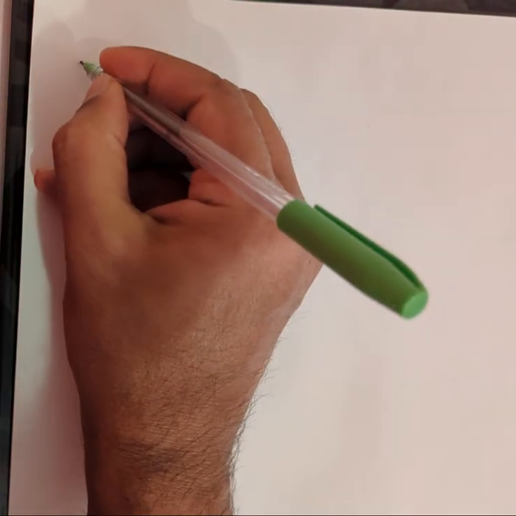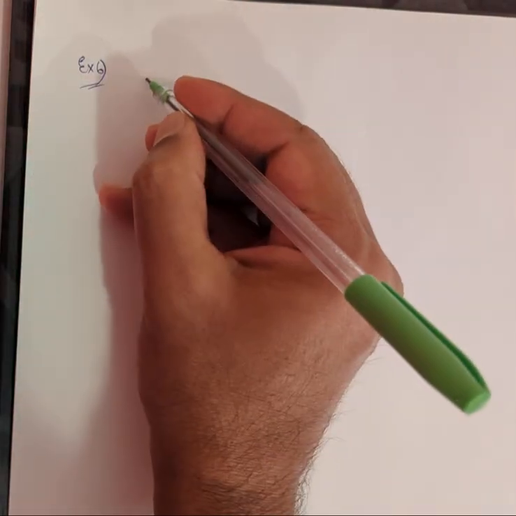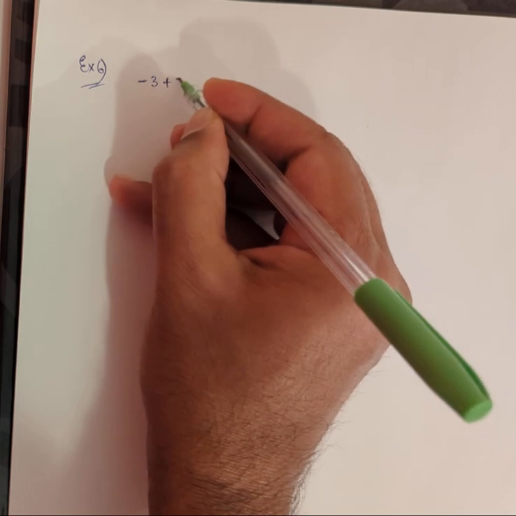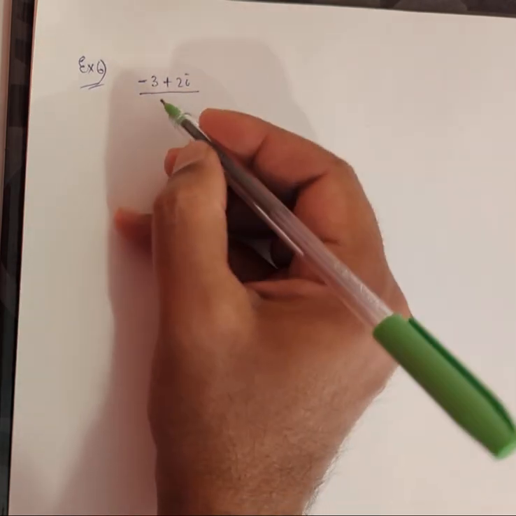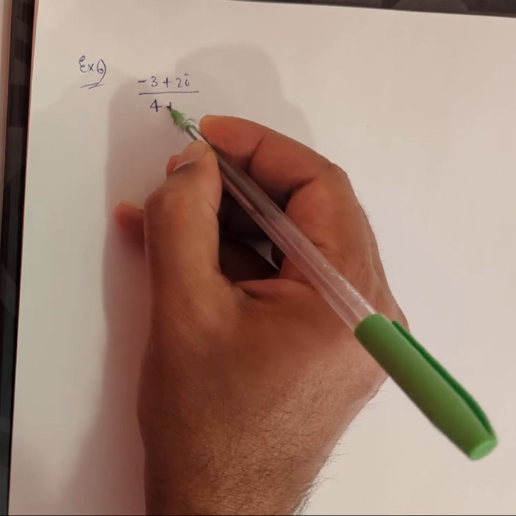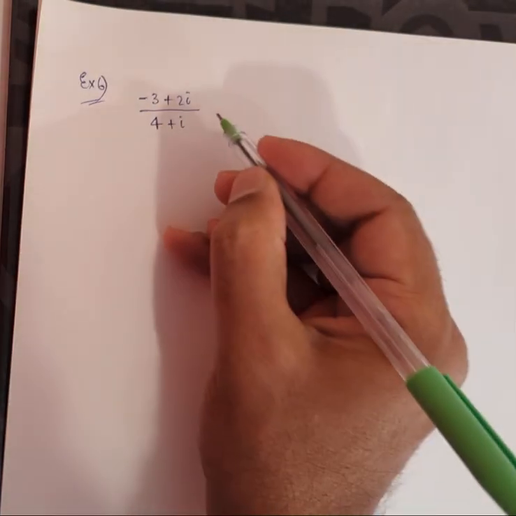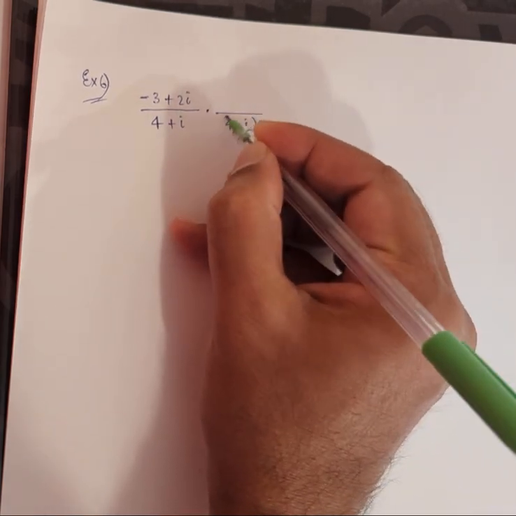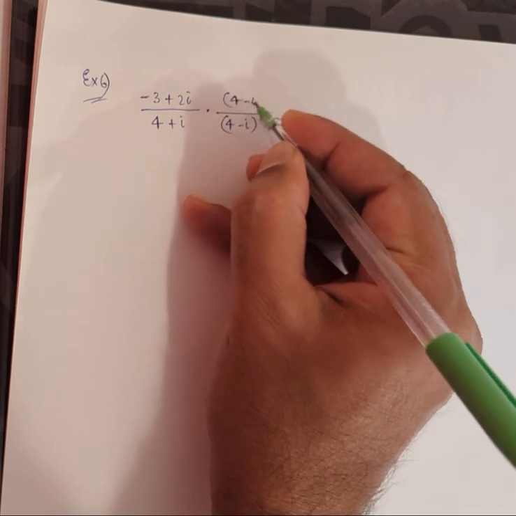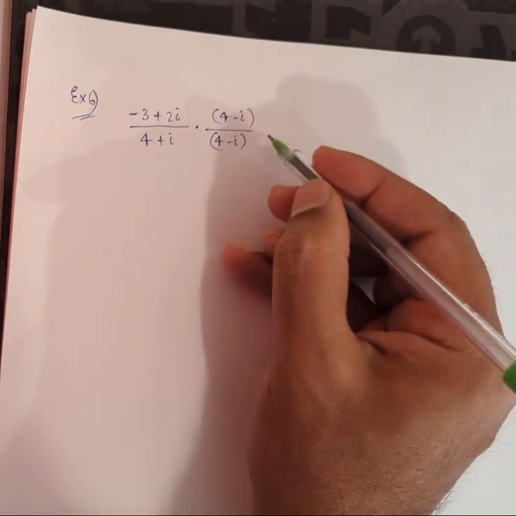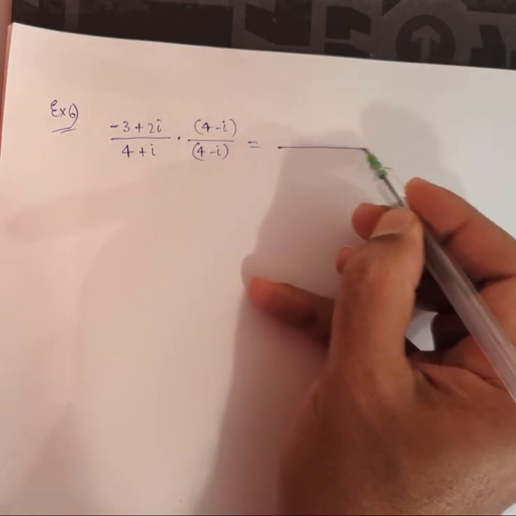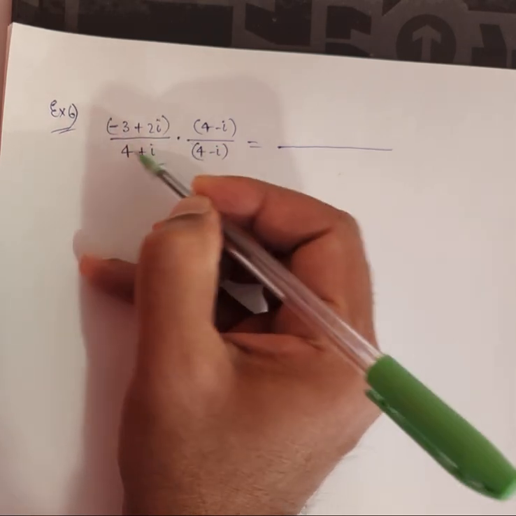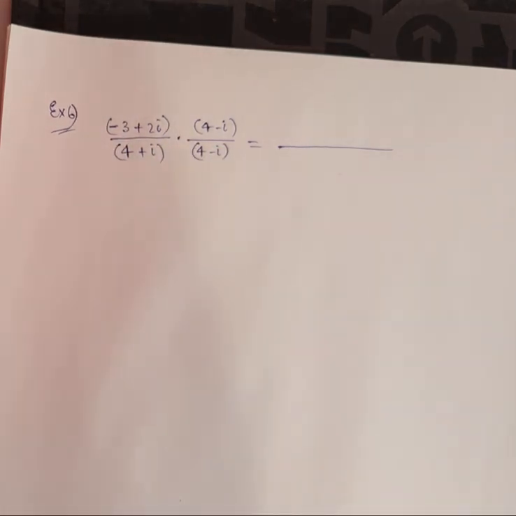Now, in the next example, I'm going to have both numerator and denominators as binomials. So negative 3 plus 2i divided by, let's say, 4 plus i. The conjugate of 4 plus i is 4 minus i, and that's what I want to multiply both numerator and denominator by. So I'll be foiling both numerator and denominator. They are both binomials now. So if you want, you could put them in parentheses.